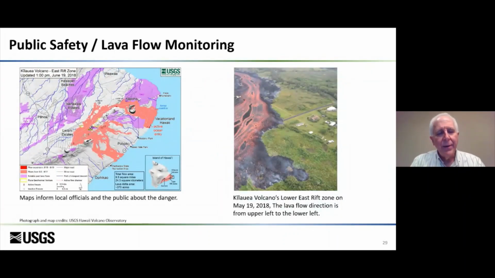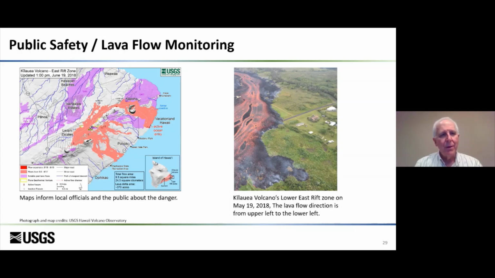We also worked in 2018 with our colleagues at the Hawaii Volcano Observatory during the Kilauea eruption. We were tracking the lava flows. You see an example here on the right. The key thing was to help keep the local population safe from the lava flow. So my office was providing information to our colleagues in Hawaii that were combining what we were creating with observations and other data that they had, and then daily they were posting the updated maps like you see an example there.